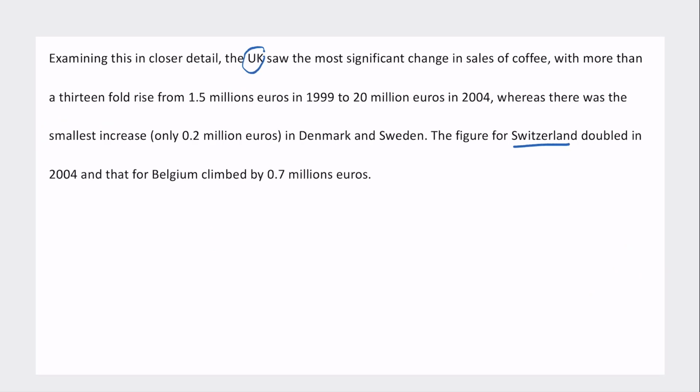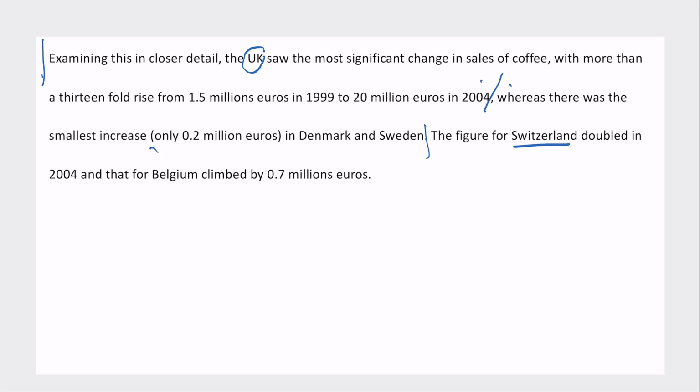I think that's fine. So, examining this in closer detail, the UK saw the most significant change in sales of coffee, with more than a 13-fold rise from 1.5 million euros in 1990 to 20 million euros in 2004, whereas there was the smallest increase, only 0.2 million euros in Denmark and Sweden. Yep, I really like this sentence. It's a little bit long, so I was a little bit concerned about it, but they do have a lot of commas, and I think overall it's fine. If they did want to split here and create two different sentences, they could, but I actually think how they've done it is okay.